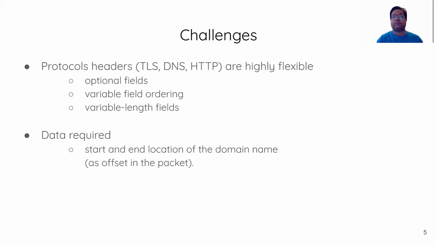But we have some challenges in its execution. The fields in application layer protocol headers are either optional, present in different order, or have a variable length. This makes the starting and ending position of the domain name in network packets highly variable. This is a crucial data point required in order to write a P4 parser program.